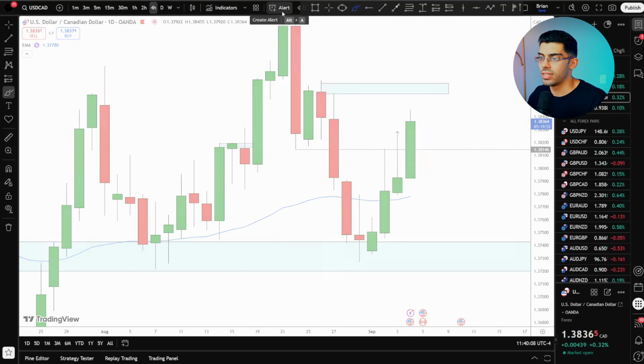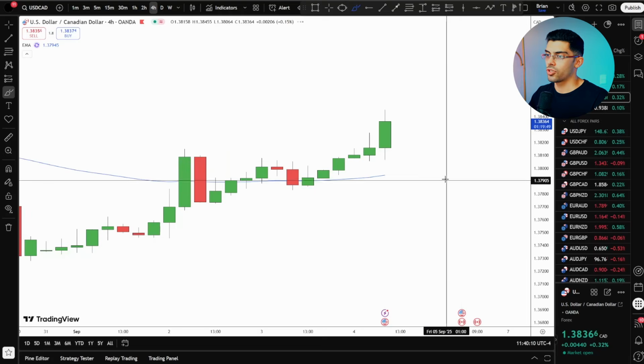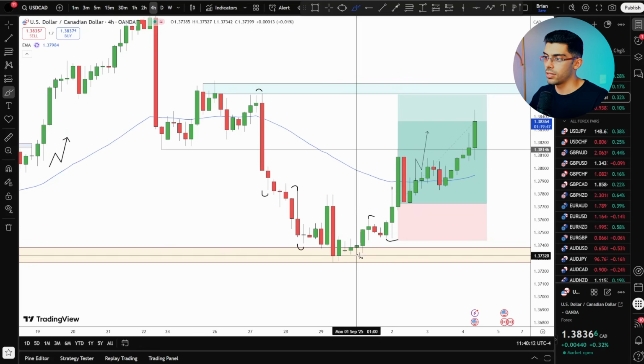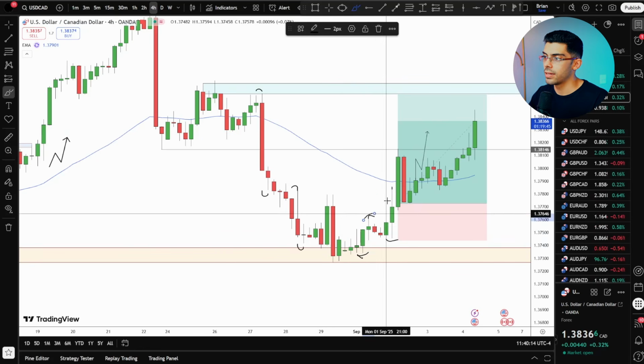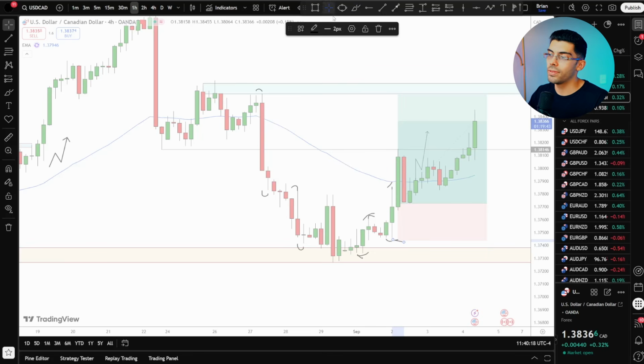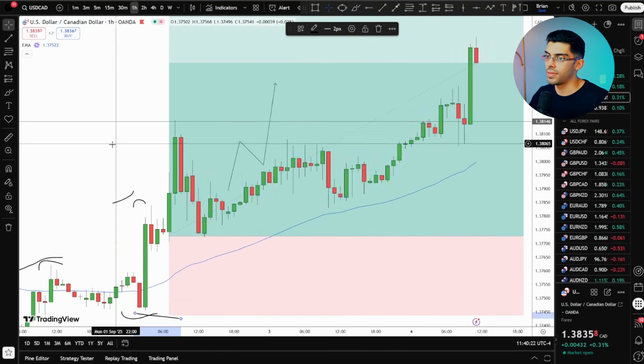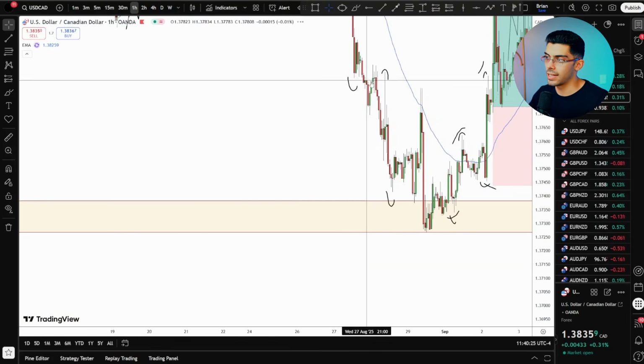However, we had a rejection, we had bullish candles starting to form, and then we go into the 4-hour for more detail, and this is where we see structure starting to form. Higher lows right here, higher highs, higher lows. And then we go down into the 1-hour for even more detail, and that's where it becomes clear that this market was shifting direction. At least it becomes extremely clear to me.